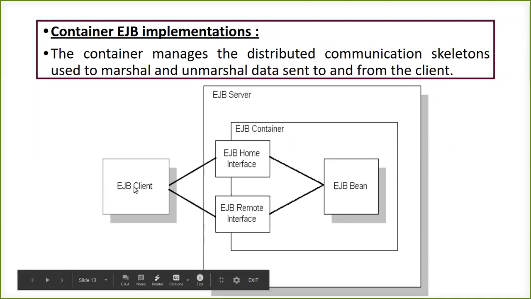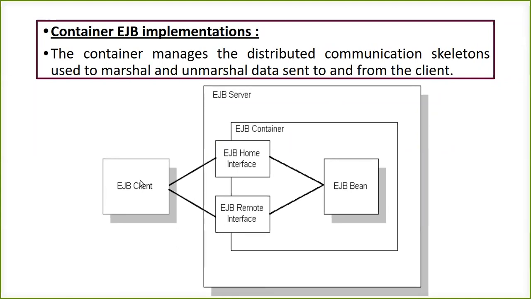So whenever the EJB client is going to give some request to the EJB server, the server will have an EJB container which is responsible for accepting that EJB client. It depends on what the EJB client wants to do. Whether it wants to create, find some data, or remove some data, accordingly it is passed to the home interface or remote interface. So when it passes to the home interface, the request is taken.